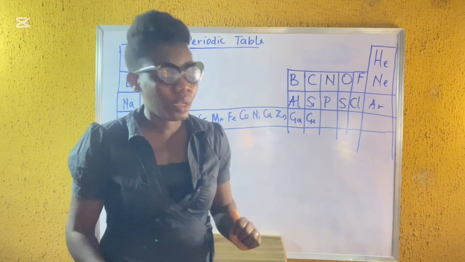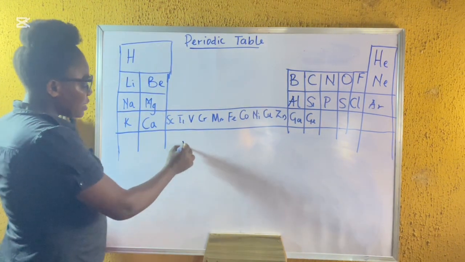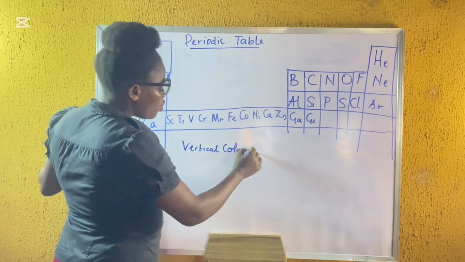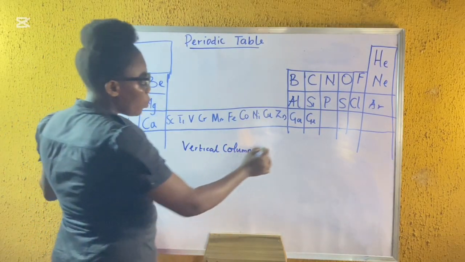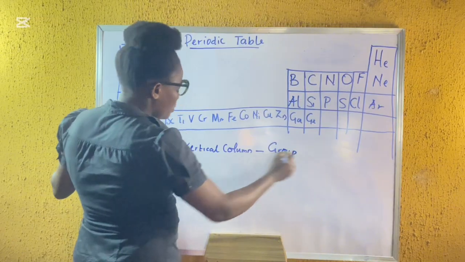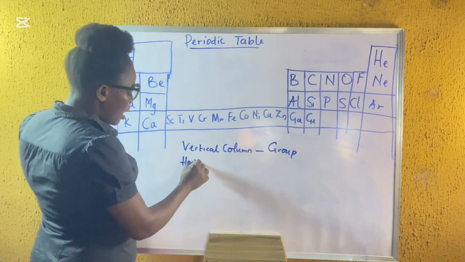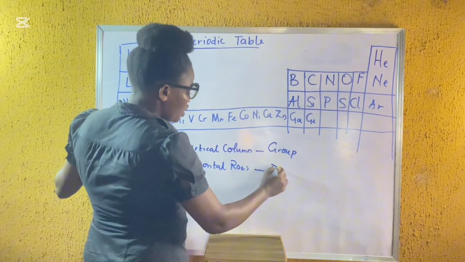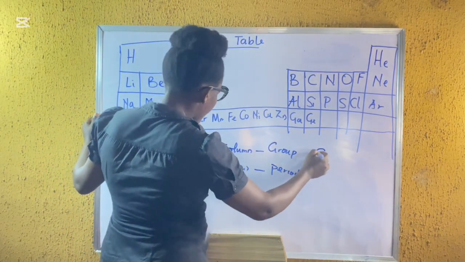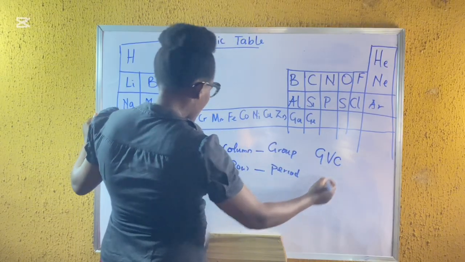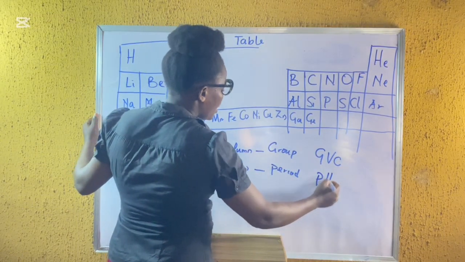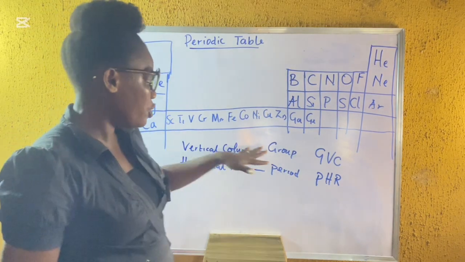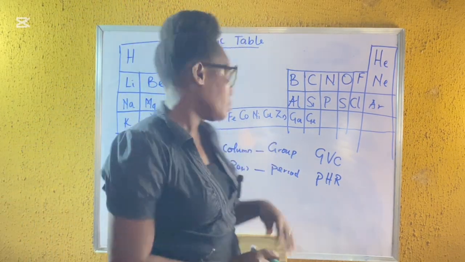So in the periodic table, we have the vertical column, which is called the group, and we have the horizontal row, which is the period. So the vertical column is the group, and the horizontal row is the period.